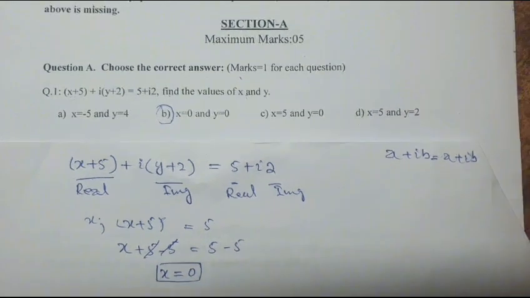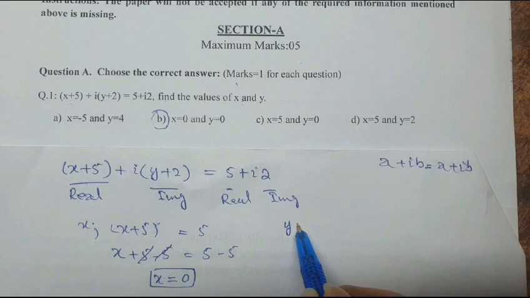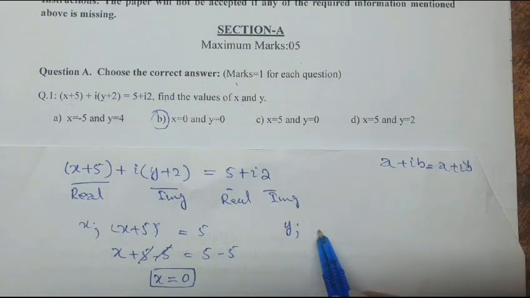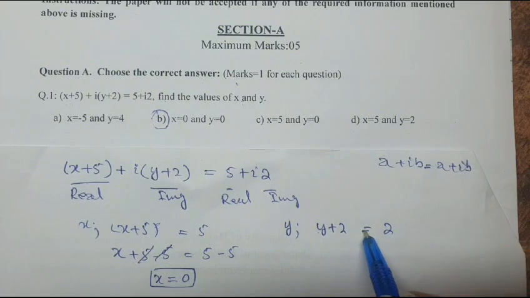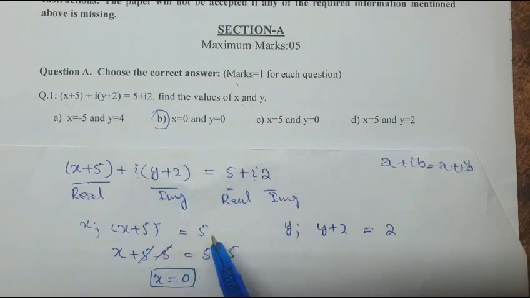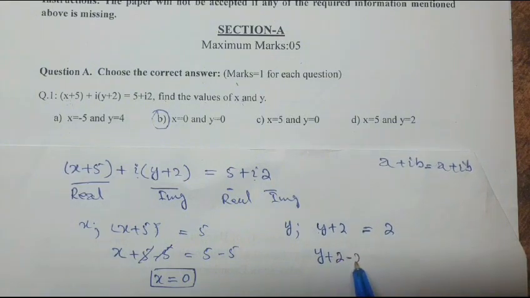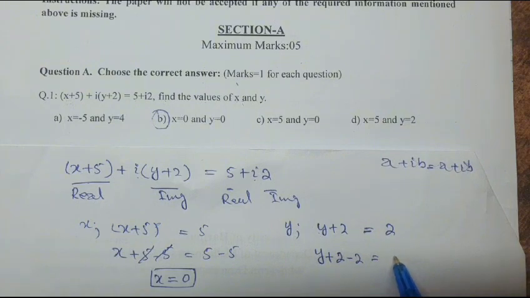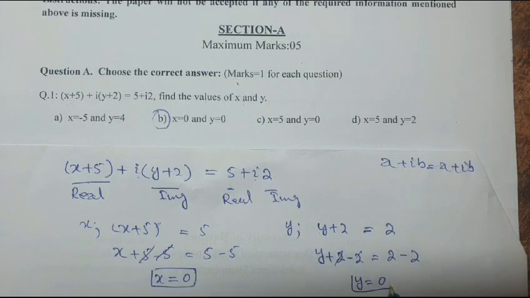Now for the imaginary, for y, you need to equate the imaginary parts. 5 plus 2 is 2. Now here again we don't need to really write these iota on both sides because eventually they'll be cancelled out. And now we will simplify for the variable y by subtracting negative 2 or subtracting 2 or adding negative 2 on both sides. We will end up with y equal to 0.